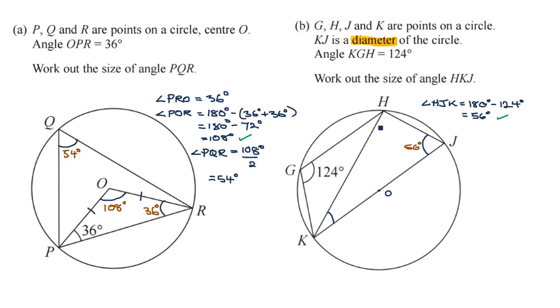So we need to now find angle KHJ. So how are we going to find that? Well, if we ignore this triangle here and just look at this triangle here, we might notice that it's a triangle in a semicircle, and the angle in a semicircle is always a right angle, sometimes known as Thales' theorem. So this must be 90 degrees.